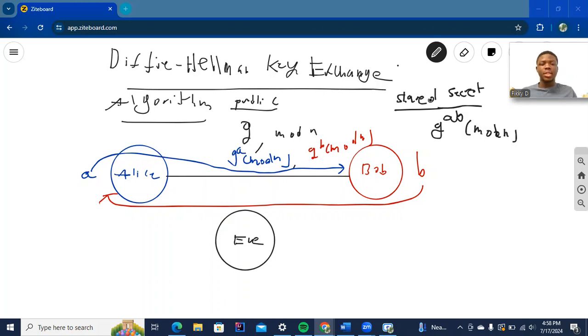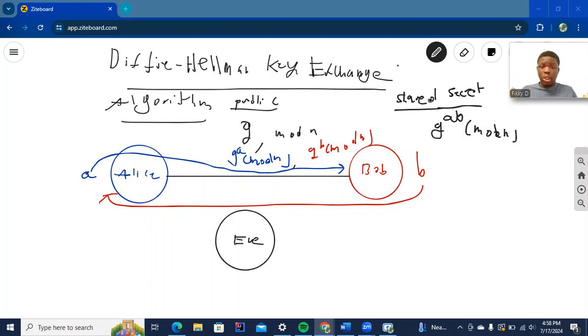So basically, they can communicate G to the AB. It's a shared secret. And if you think about it, there is no obvious way for Eve to get it. So Eve knows G to the A mod n. I'm not gonna keep on saying mod n because we're gonna assume that everything is mod n. I think it's called a finite field, but no worries on that.